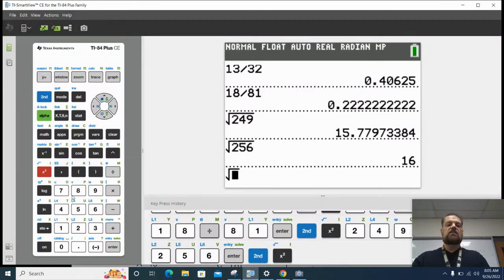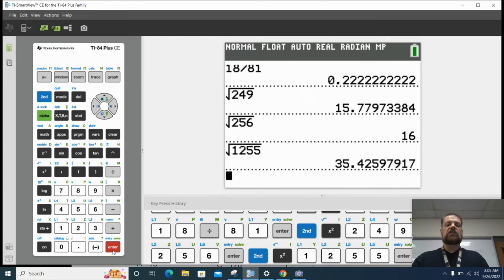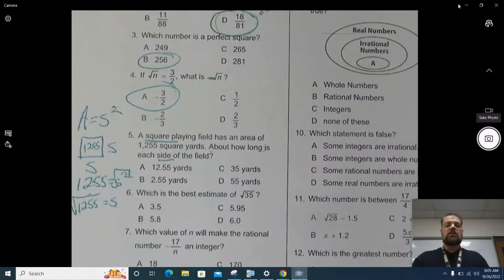Second, x squared, it gives me the square root symbol. And then I say 1255, 35.420... It's early in the morning. 32, about how long is each side?